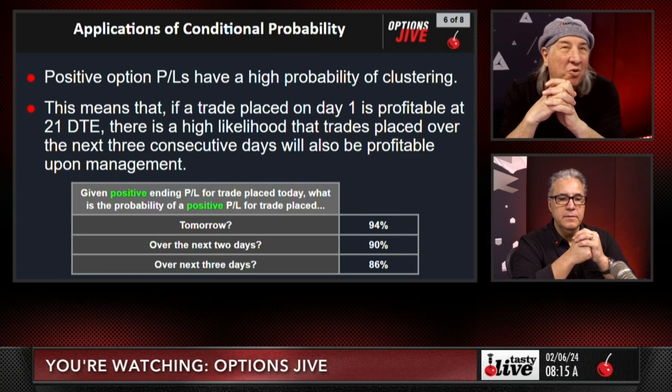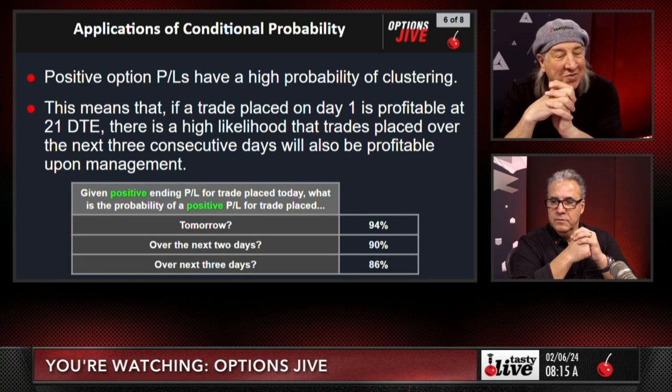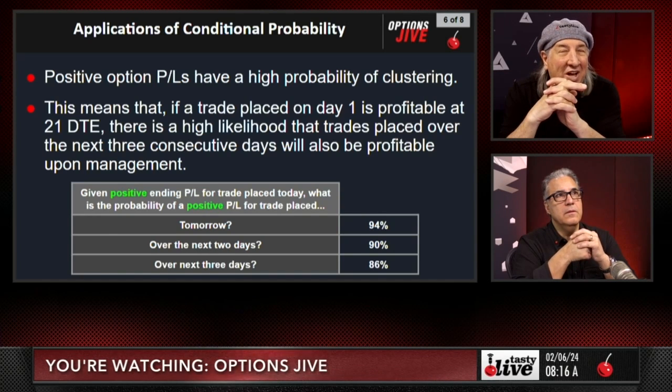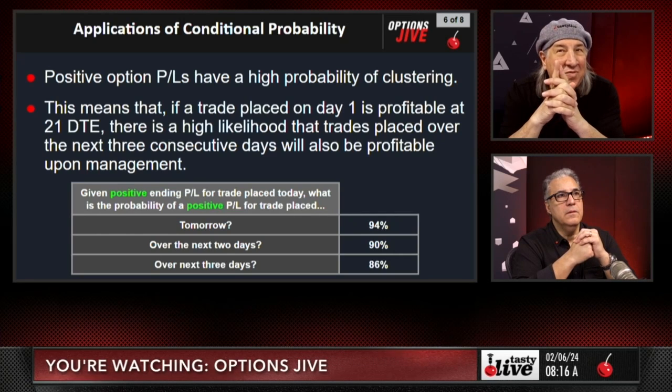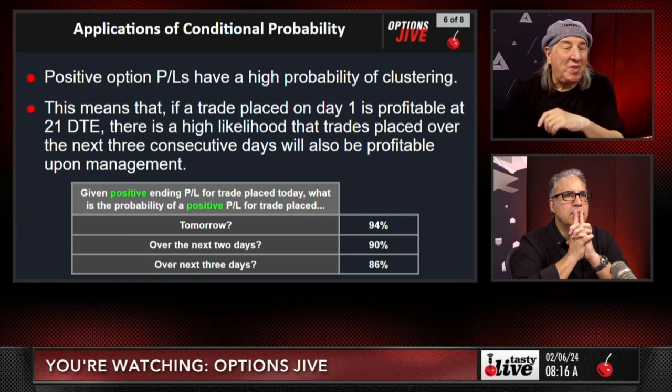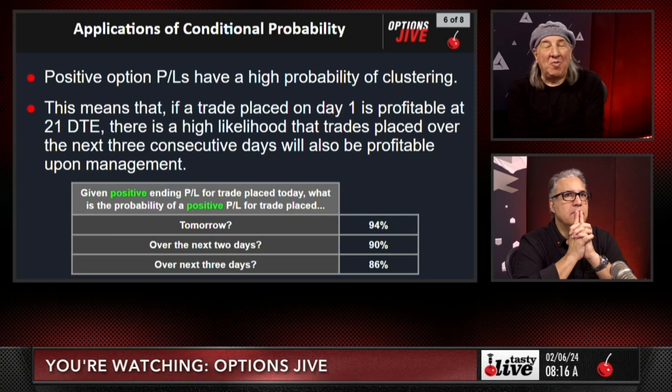Over time, positive option P&Ls. Now think about this for a second. Positive option P&Ls. Do they have a high probability of clustering? And the answer is yes. This means that if a trade is placed on day 1 and that trade is profitable at 21 DTE, there is a high likelihood that trades placed over the next 3 consecutive days will also be profitable upon management. Now, you don't know that at the time you place the trade, but we're just talking about conditional probabilities. If you place a trade on Monday and that trade turned out to be profitable, trades that you did in the same underlying on Tuesday, Wednesday, and Thursday would also turn out to be positive.